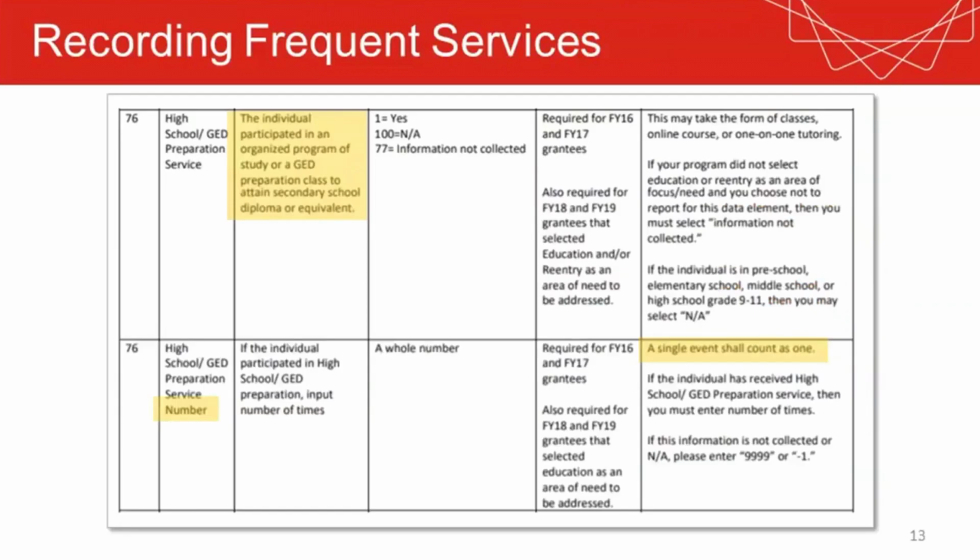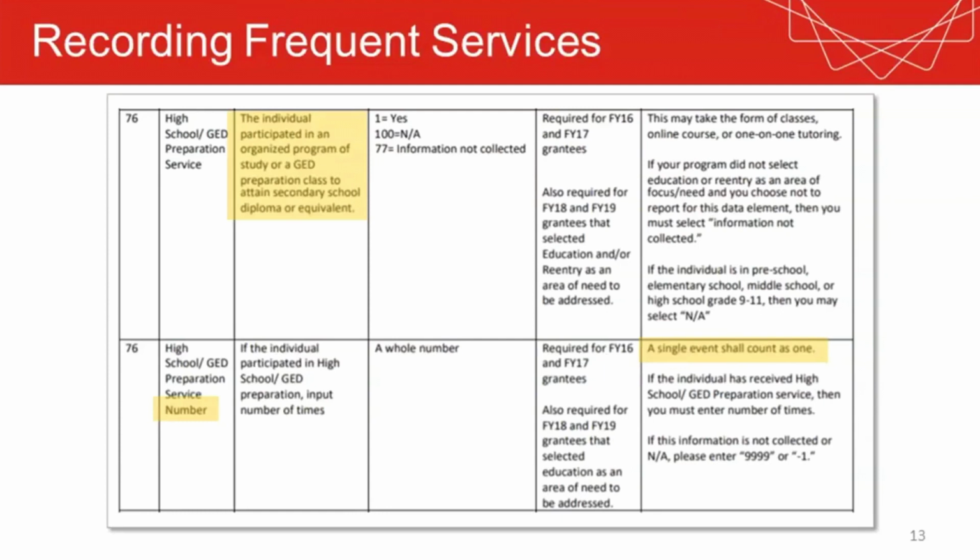We have here high school or GED preparation service. This is defined in that first yellow box. The individual participated in an organized program of study or a GED preparation class to attain secondary school diploma or equivalent. And down below it in the second row from the data guide, we see the accompanying number of times data element. We look over towards the right in the highlighted box, we see the message that a single event shall count as 1. So in other words, each individual GED prep class can be reported in this number of times data element.